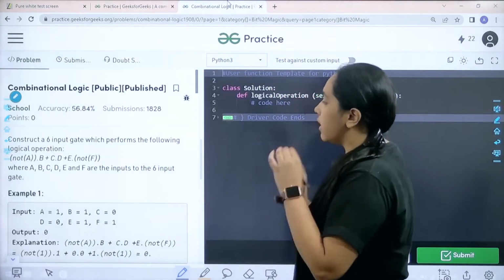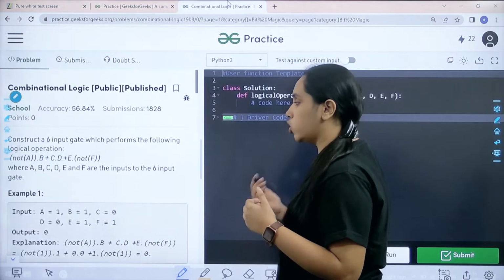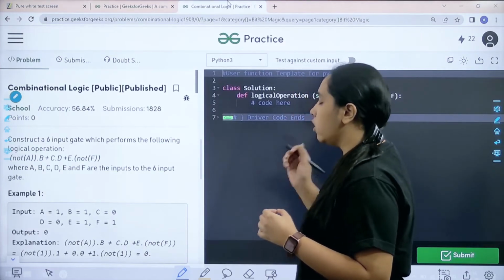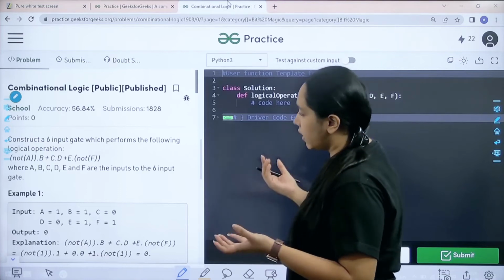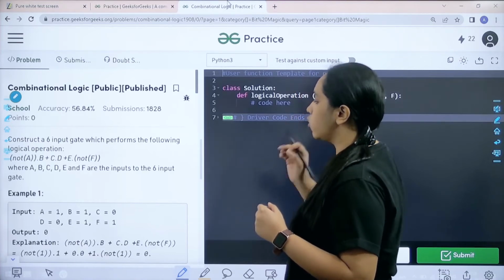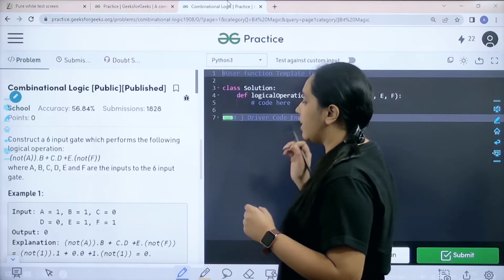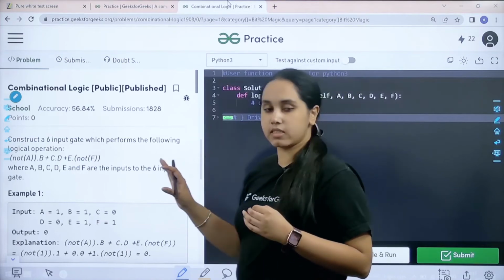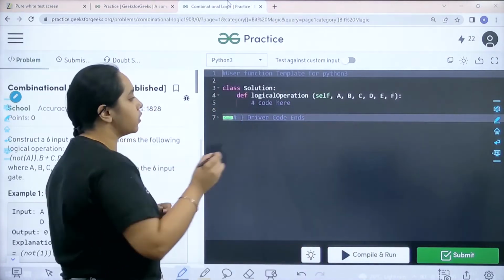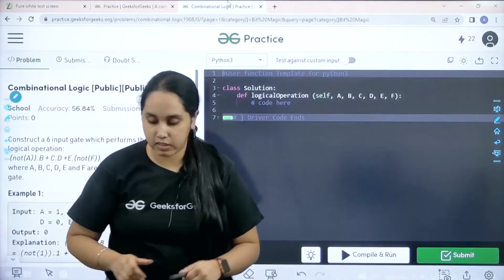Let's read it. Construct a 6-input gate which performs the following logical operation: not A and B, or C and D, then or E and not F, where A, B, C, D, E and F are the inputs to the 6-input gate. I hope this is clear to you and you have no doubt. We would be coding the solution over here. So let's start.